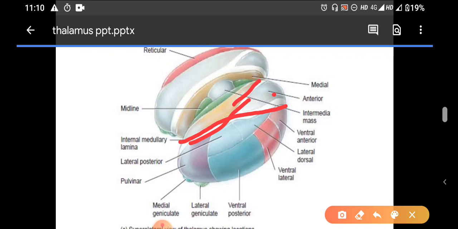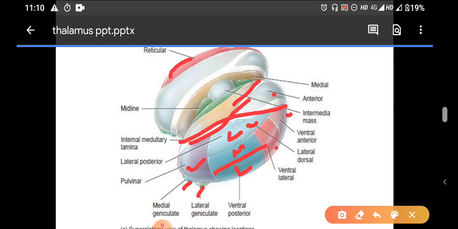Then we have a ventral group of nuclei, you can see. This is the ventral anterior, ventral lateral and ventral posterior. This ventral posterior is again the ventral posterior medial, ventral posterior lateral. Then on the lateral side we have a lateral dorsal, lateral posterior and a pulvinar group of nuclei. Here there is medial geniculate body and a lateral geniculate body.